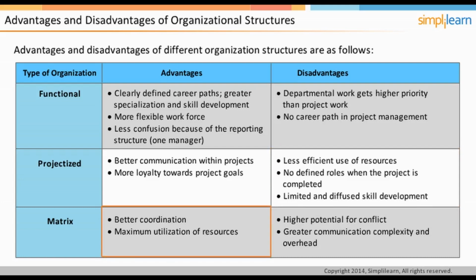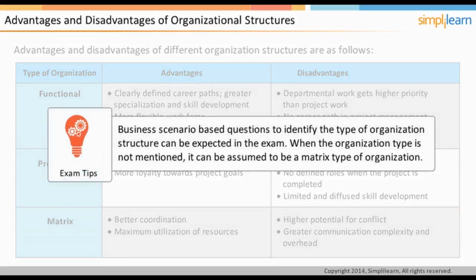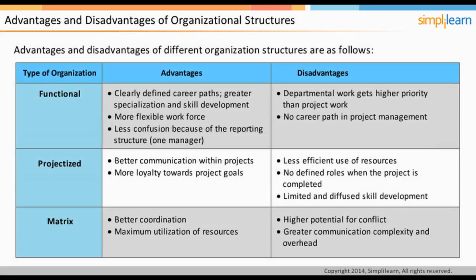Now, let us look at the matrix organization. It also has the advantage of better coordination and maximum utilization of resources. However, the disadvantage is the higher potential for conflict among the managers, which might lead to communication complexity and overhead management. Business scenario-based questions to identify the type of organization structure can be expected in the CAPM exam. When the organization type is not mentioned, it can be assumed to be a matrix type of organization. In the next screen, let us focus on the comparison on project lifecycle and product lifecycle.